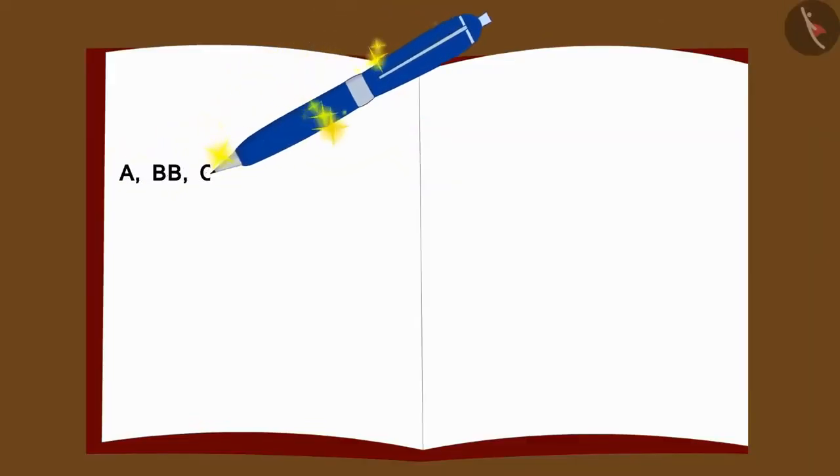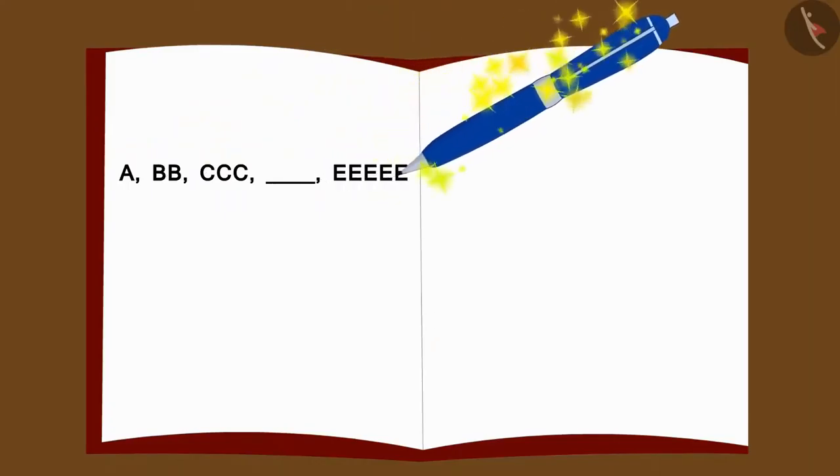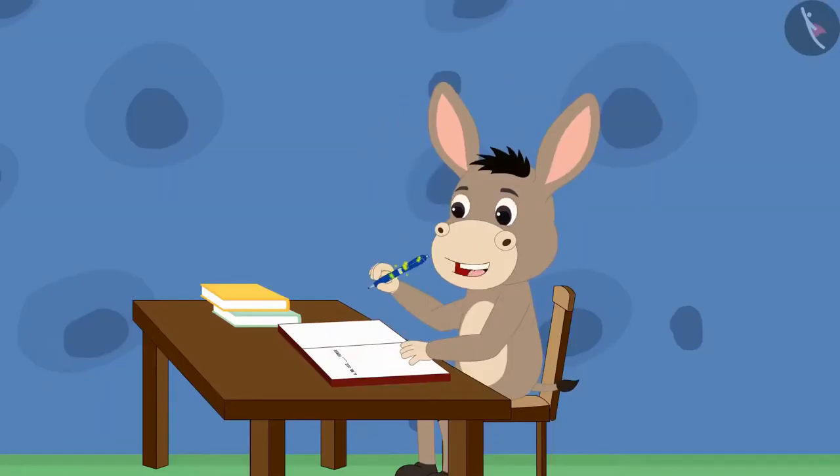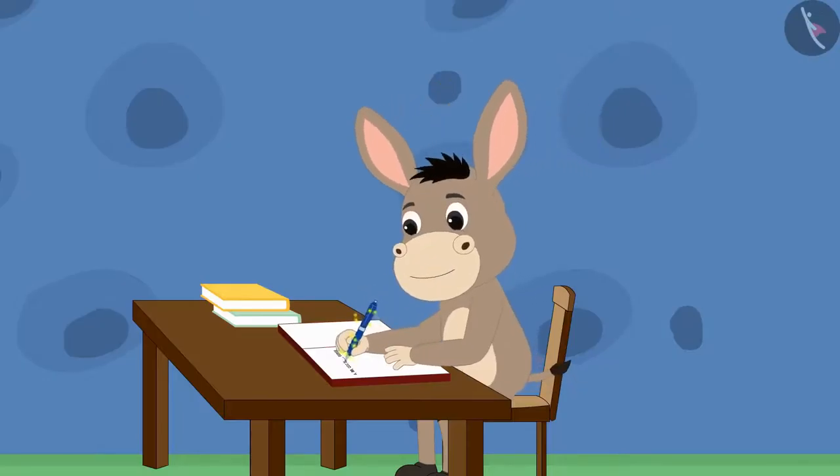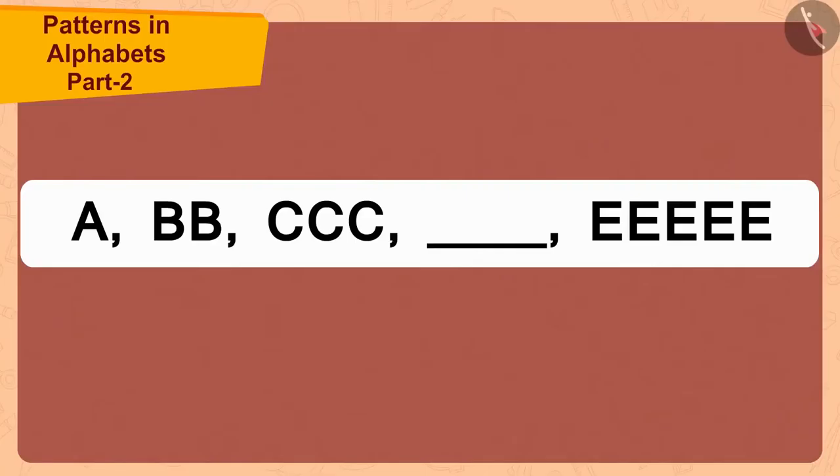Now, the pen wrote such a pattern. I recognize the rule of this pattern. Having said this, Bhola quickly filled in the blanks. Children, can you tell which letters Bhola has written in the blank space?